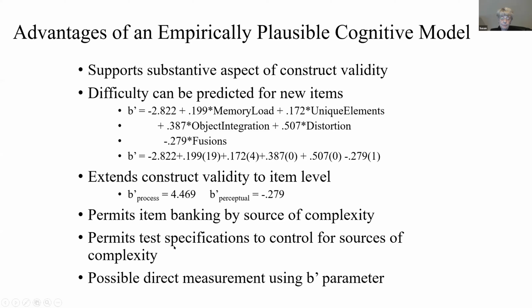processing versus perceptual, for example. And we can do test specifications to control for sources of complexity. And finally, of course, we can do direct prediction of item difficulty and use that parameter in further testing. And that's it. Great, thank you.